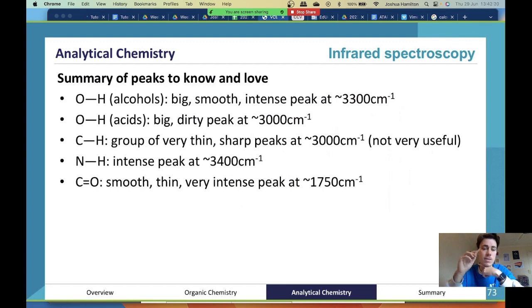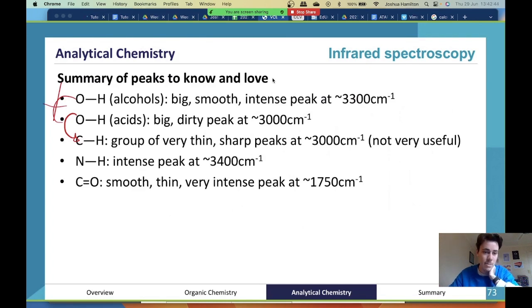CH, it's always a very thin, sharp peak at 3,000. It's not very useful. So most things will have a really sharp peak at 3,000. It's usually very thin. The acid will engulf this. The alcohol will not. That's a very distinct difference. So this engulfs this. This does not. The NH is an intense peak at 3,400, so it's a little bit further on. It doesn't really commonly come up.